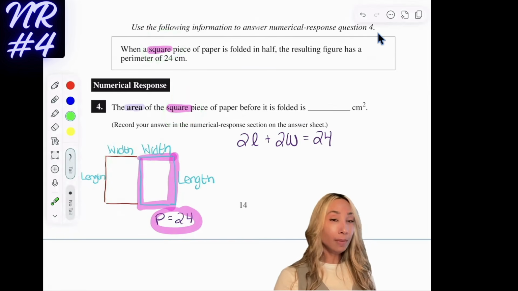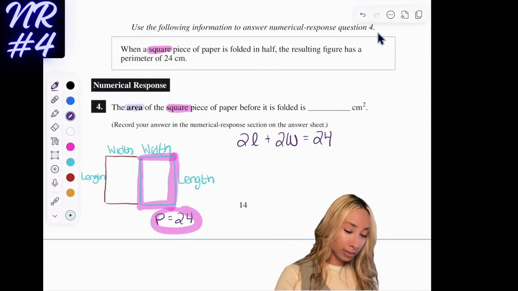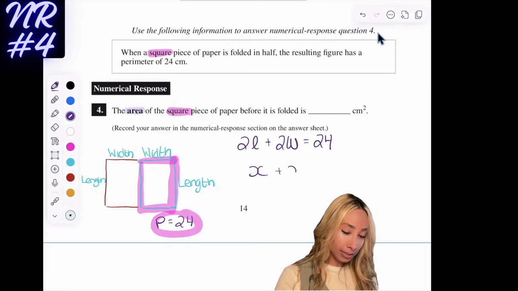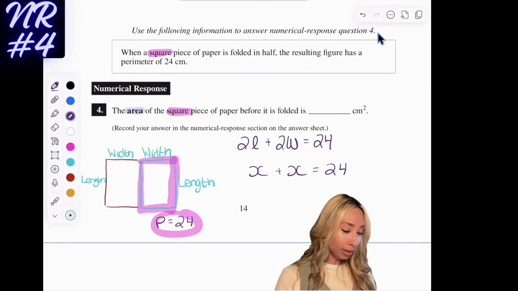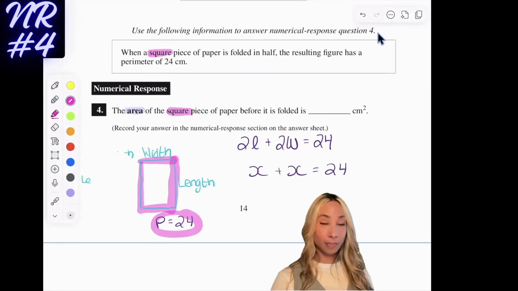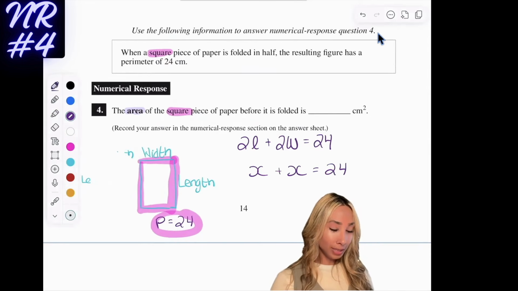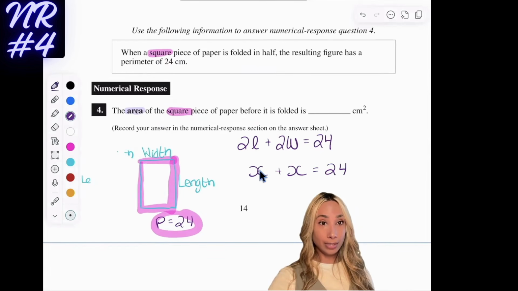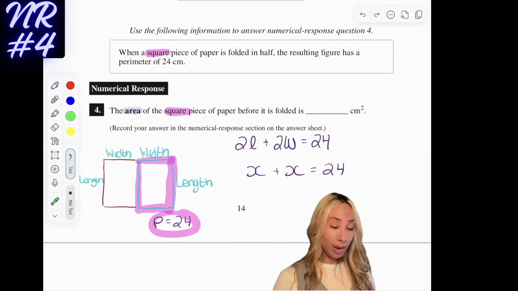So that means instead of using L and W to represent my letters, I actually can use X. So X plus X equals 24. Now the key thing is the 24 only applies to this because that's what was folded in half. So that means I have to tweak a few different things here. It means that while the length is going to stay the same, my width is actually half of the original width, right? Because when I folded it in half, I got rid of this and I got half of it.